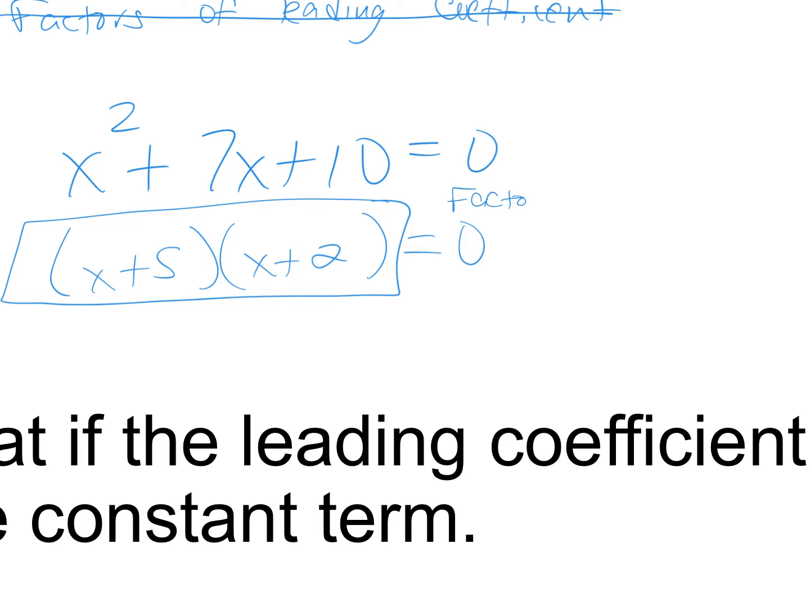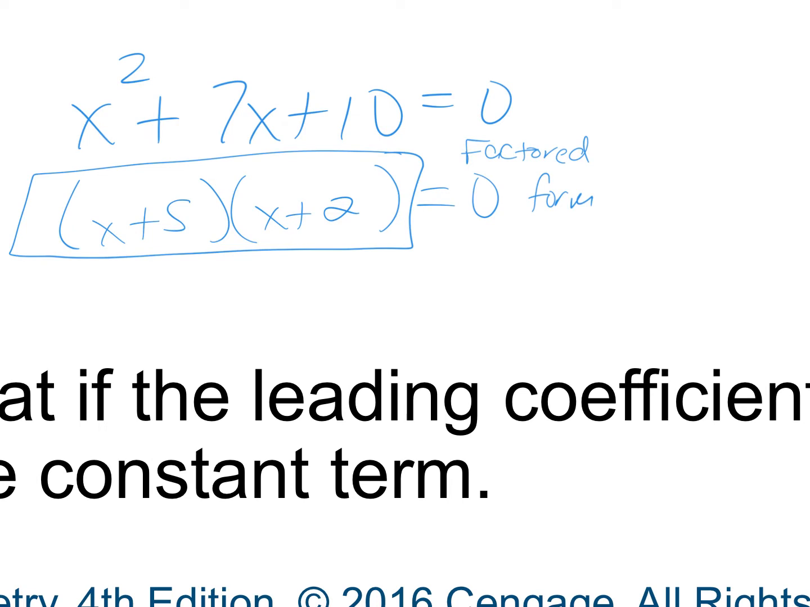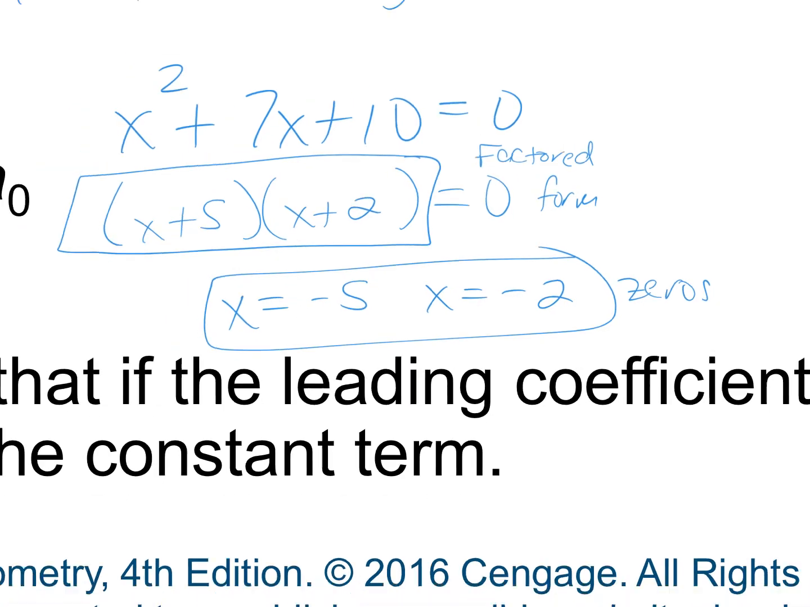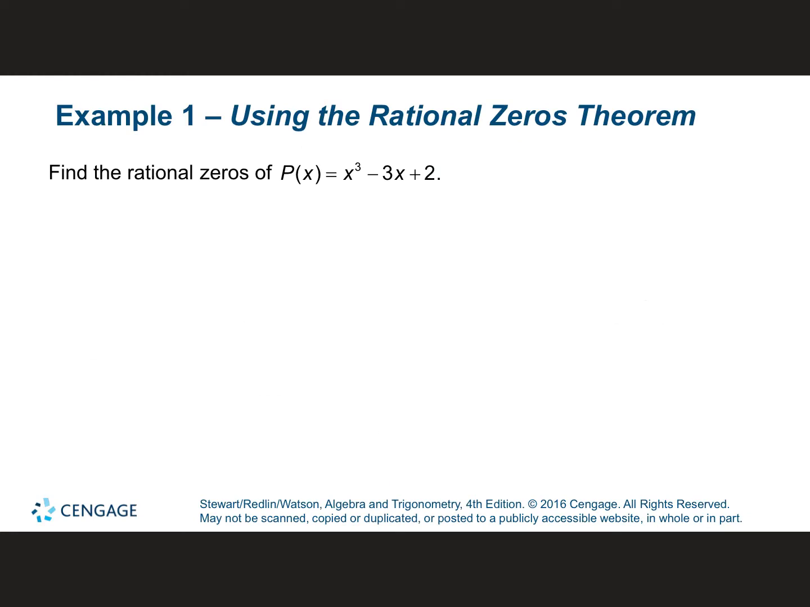They want, what did the parentheses look like before you set it equal to 0 and solved it? That's your factored form. When they say, what are the zeros, you would say x equals what? Negative 5, and x equals negative 2. These are the zeros. So just be aware of what the question is asking and how they're asking it. Okay? All right, I have 4 examples I want to do, and then that's it.